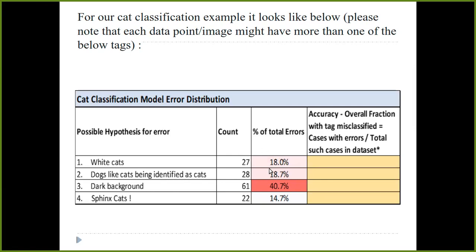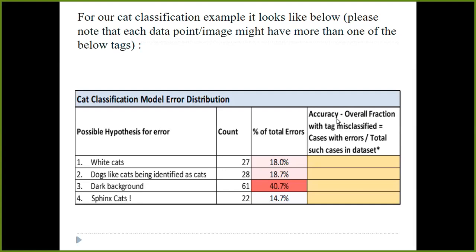150 errors we have given. Out of that, 18% of errors lie in white cats. Dogs like cats being identified as cats, there are 28 samples, but out of that 18.7% was the error that we found. Then because of dark background, there are 61 samples having the dark background, and 40.7% of the total errors lie within this reason. Okay. And Sphinx cats, we have 22 samples, and 14.7 percent of the errors are there.